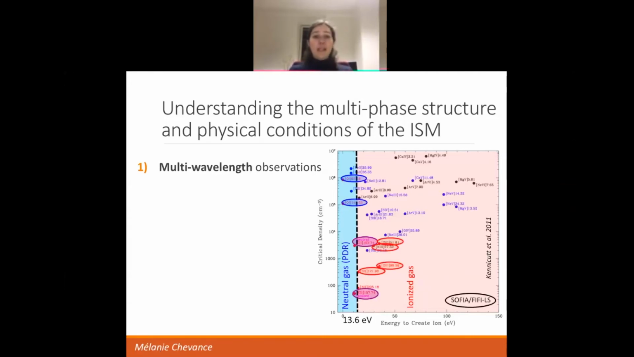So with SOFIA and the FIFI-LS instrument, we have observed in several galaxies several of these lines, mostly the brightest ones. And you can see that we have information both on the neutral gas and the ionized gas at different energies and at different critical densities. And we'll use that later to be able to measure the density of the gas and the hardness of the radiation field.